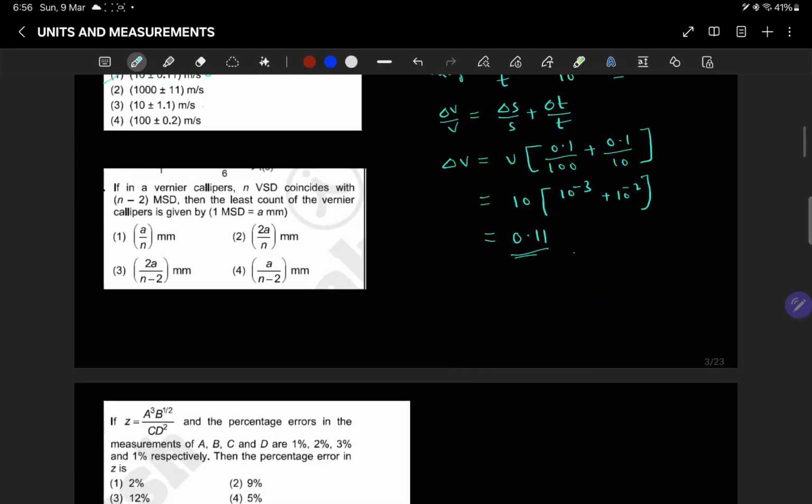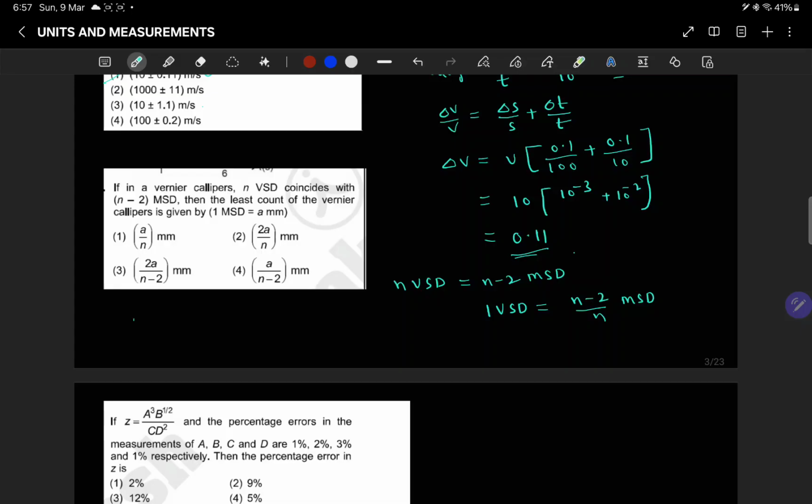Yes students, next question. Again vernier calipers related, only one formula: 1 main scale division minus 1 vernier scale division is the difference. Now the question is given. If in vernier calipers n vernier scale divisions coincide with n minus 2 main scale divisions, that means 1 VSD equals n minus 2 by n MSD. Just cross multiplication, 1 VSD.